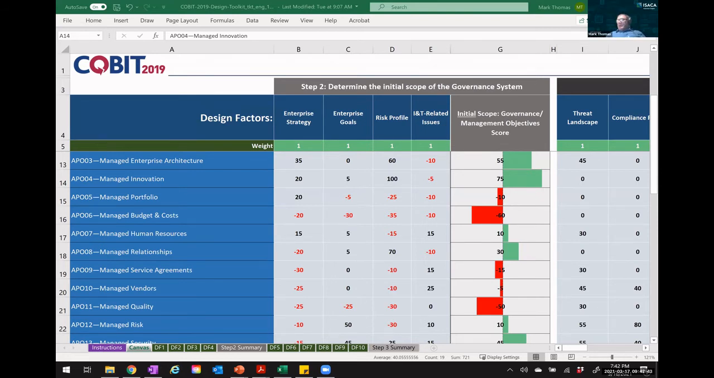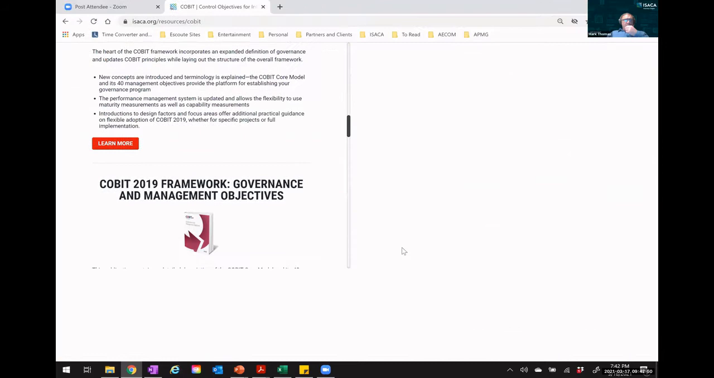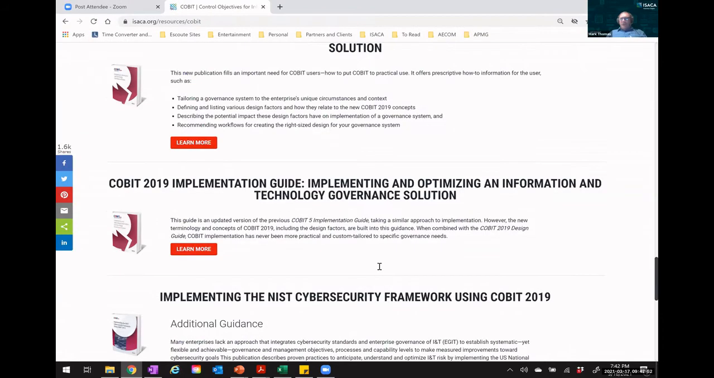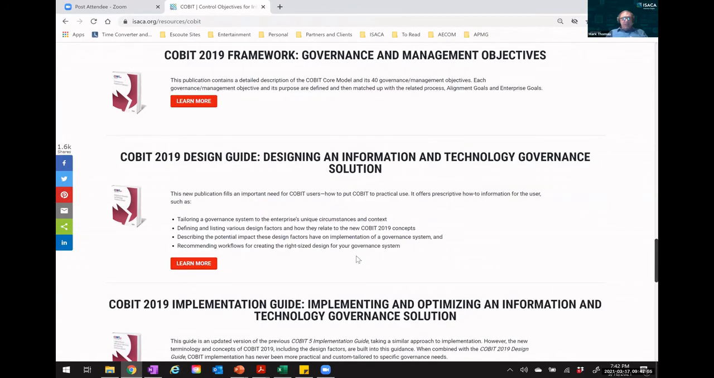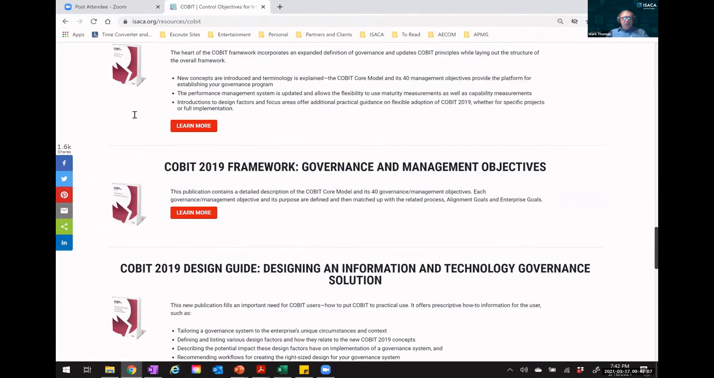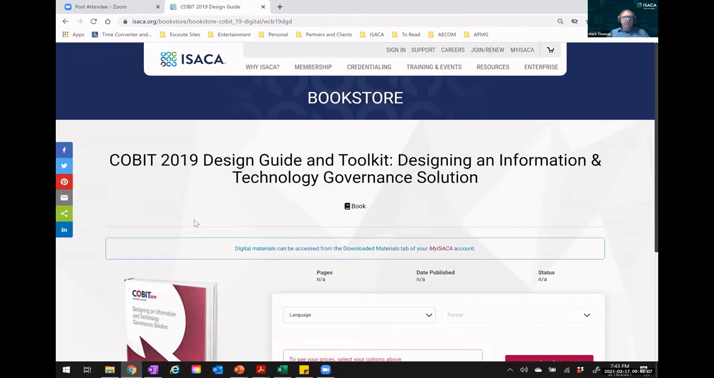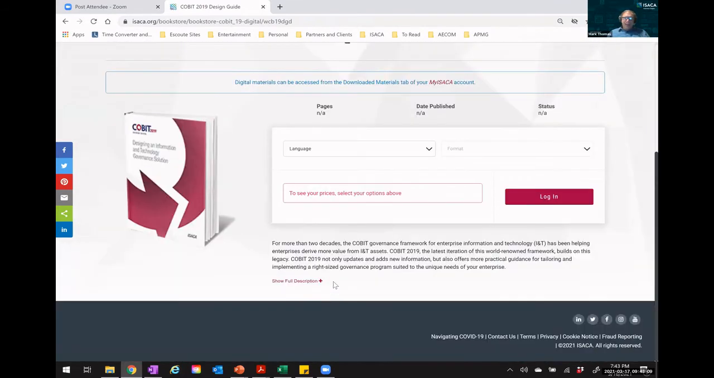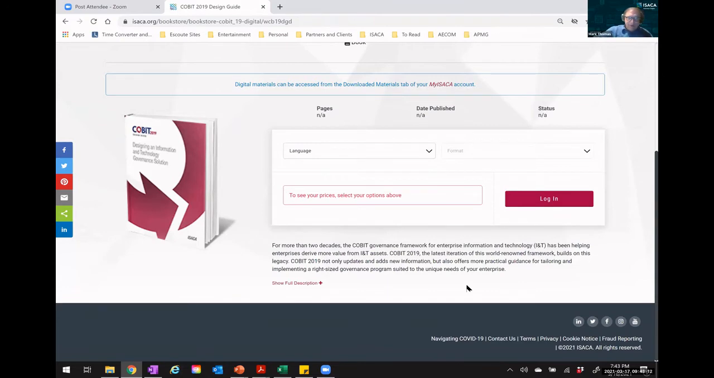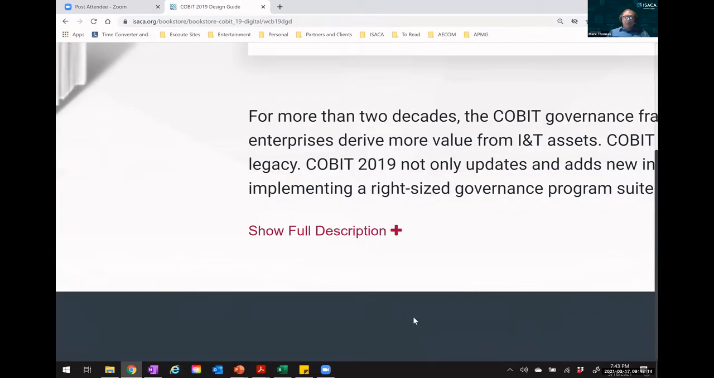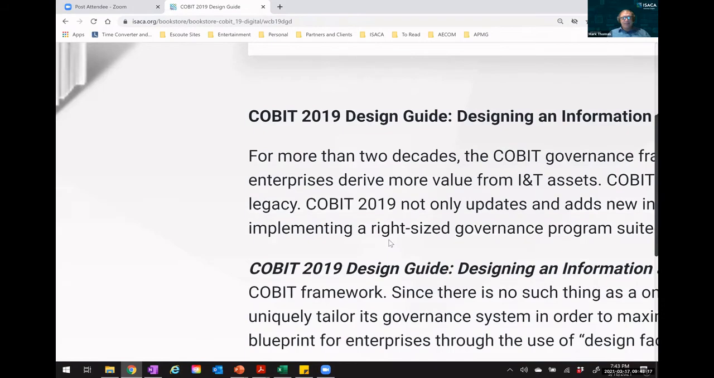So I do see we have a couple other questions coming in, but here's what I want you to do. Since I could not drop it on chat for you, go out, and remember I talked you through how to get to the COBIT documents. We have one of the documents called the COBIT 2019 Design Guide. Remember that one? If you go to that design guide, you click Learn More. Under Learn More, I know this is a little tiny thing down here that says Show Full Description. Click that.